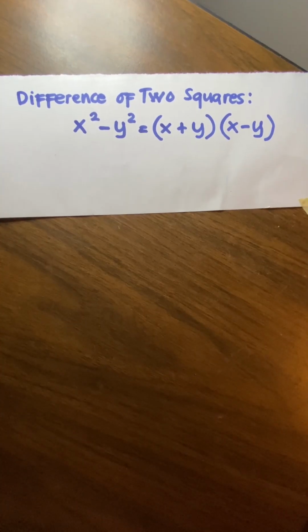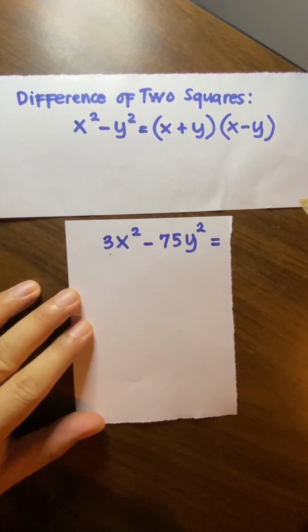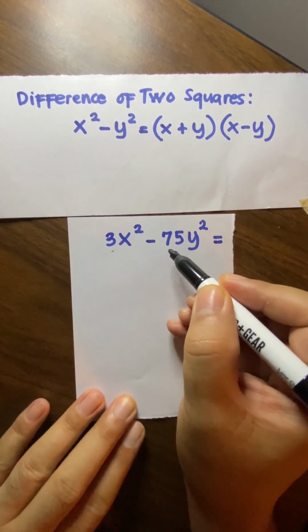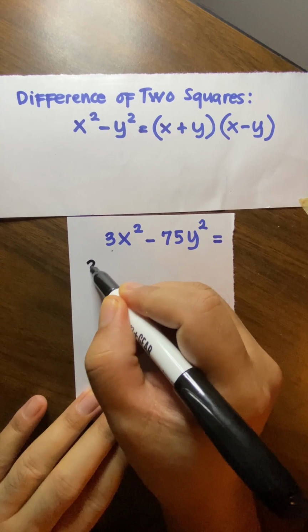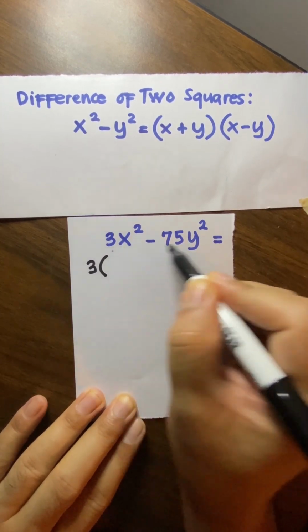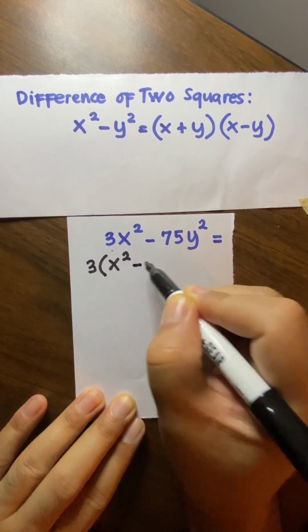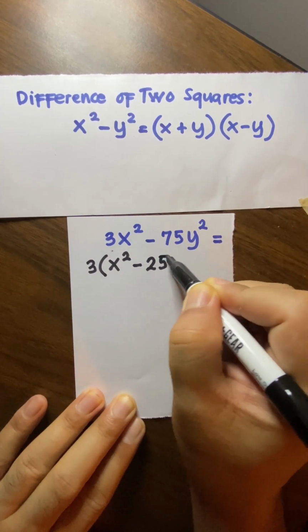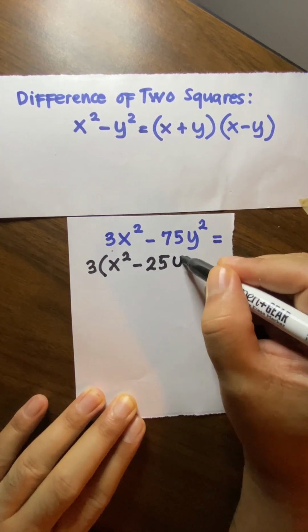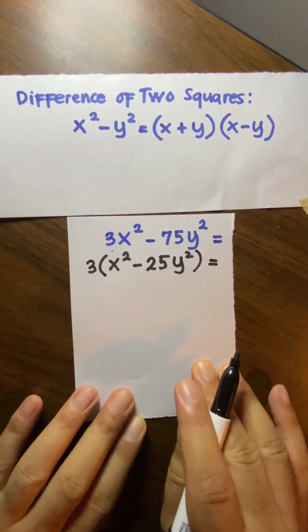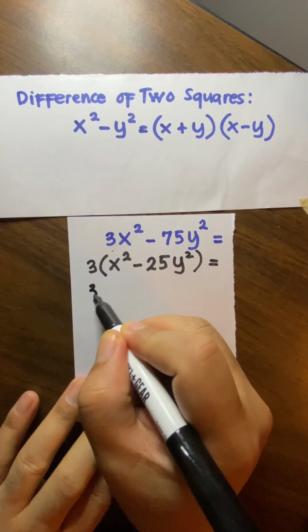Let us answer another problem. What about this? 3x squared minus 75y squared. This does not look like a difference of two squares. However, if we factor out 3, this becomes like this. What do you think is x squared minus 25y squared? That is right. It is a difference of two squares.